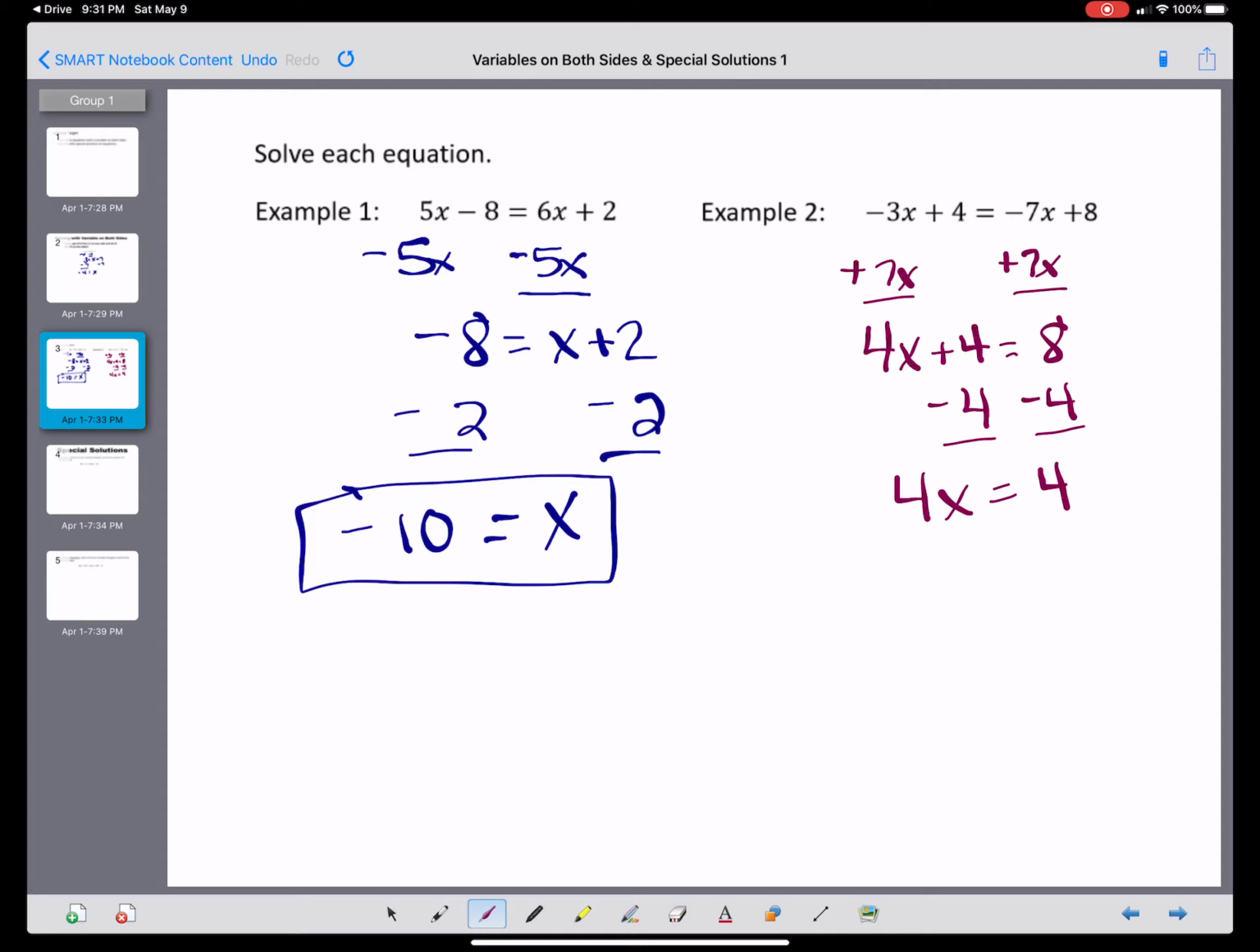And I have to do one more step. I need to get rid of that 4 that's with the x. So I'm going to divide both sides by 4. x is equal to 1.